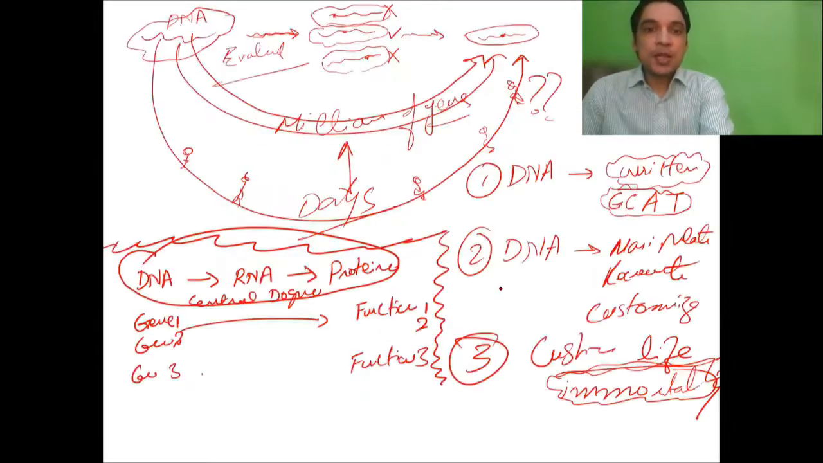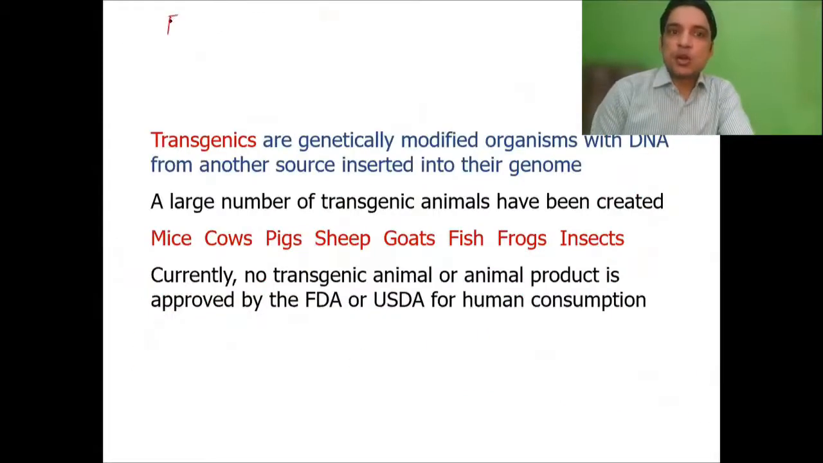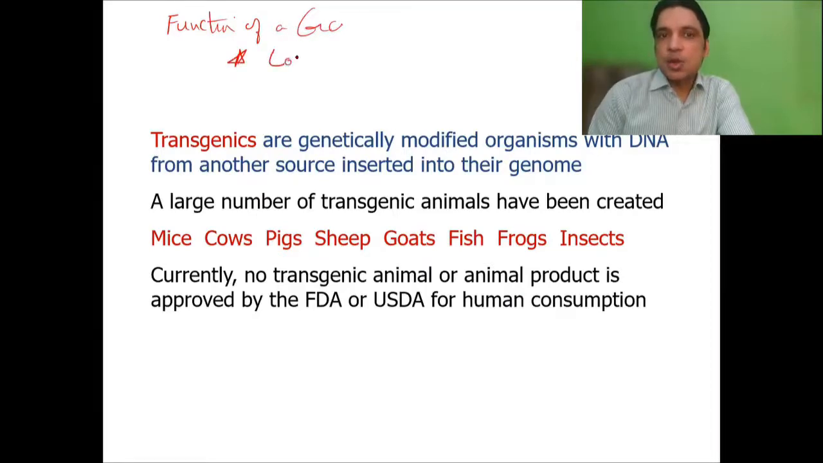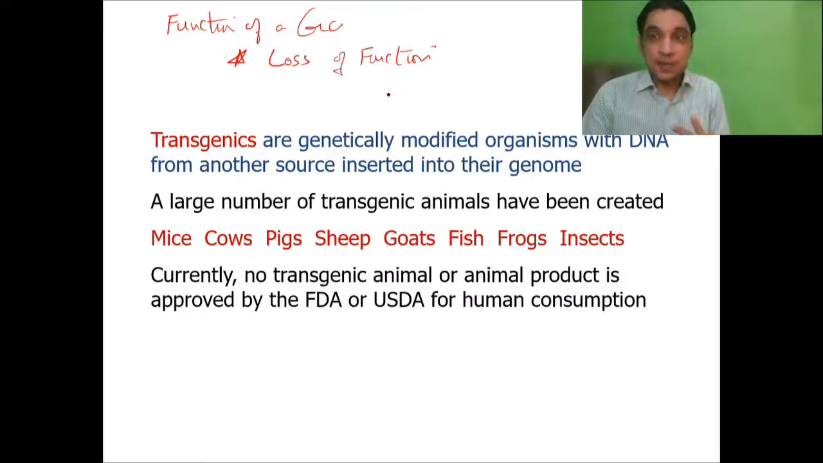So traditionally, there are two ways to understand the function of a gene. The one approach is called loss of function studies. If you enter into this world of discovering and understanding, it's called basic sciences. It's very important, very critical, and very well respected. The other type of research is called commercial research or applied research.